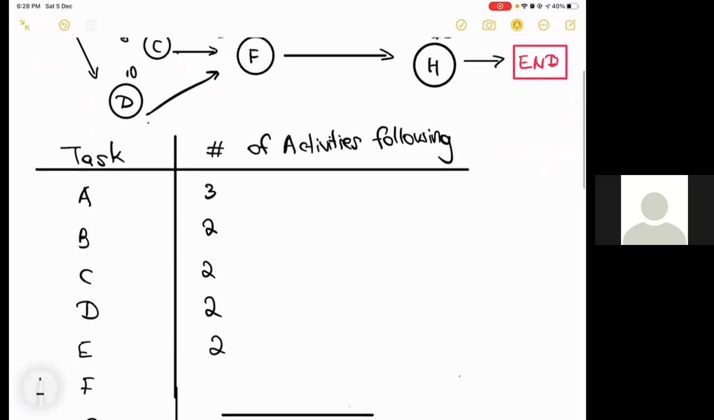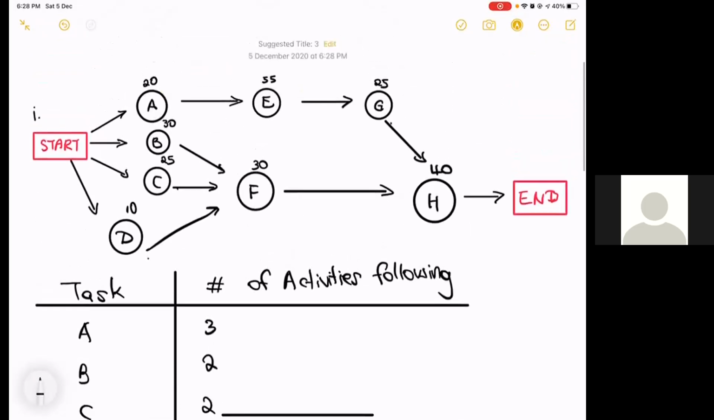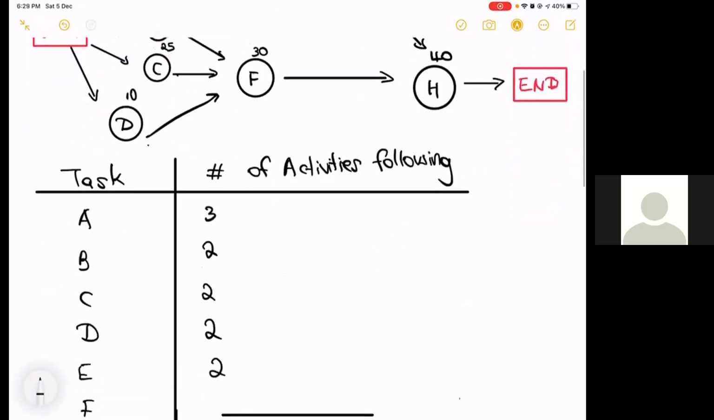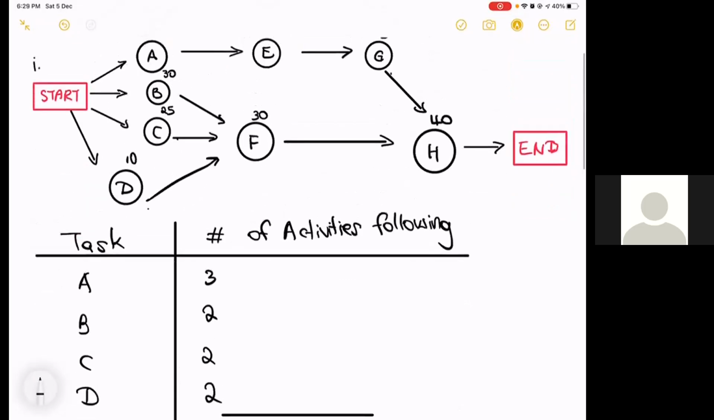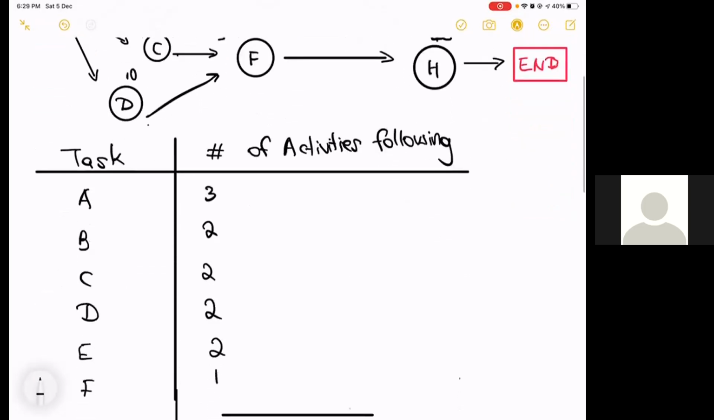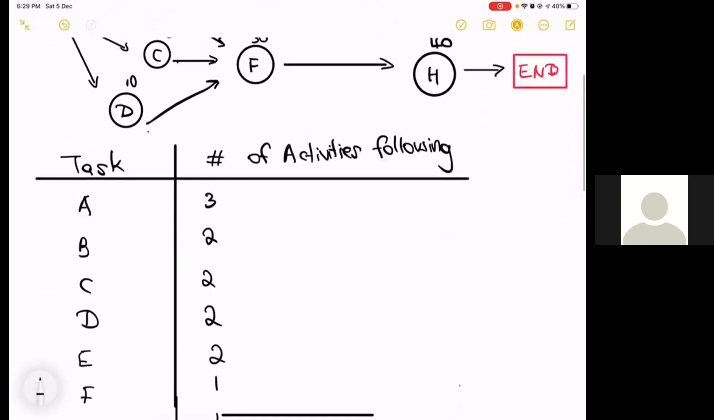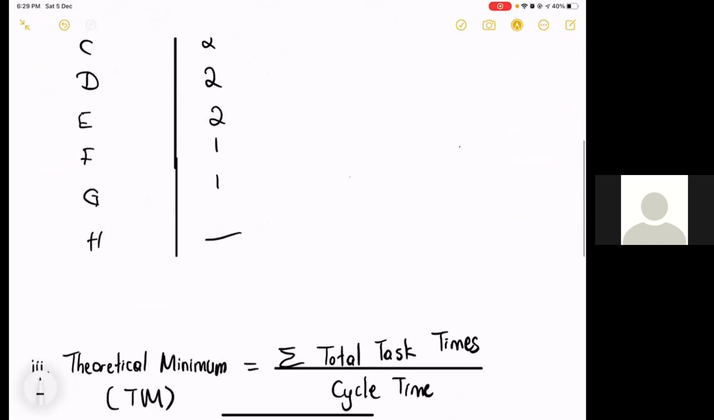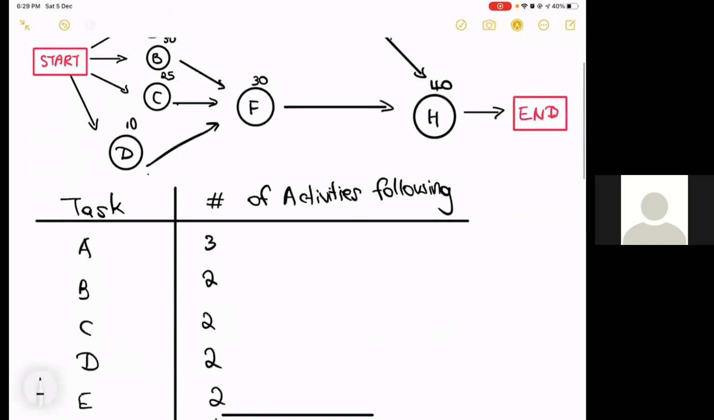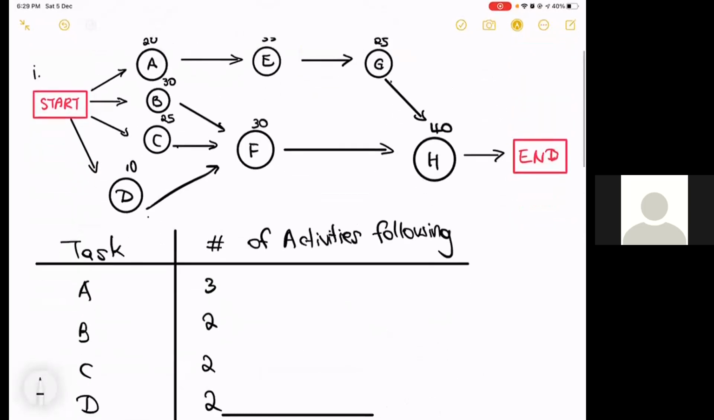Still another 2. F, we have only 1, just H. G, we have only 1, again. And H, nothing follows it. You can put a dash, or if you want, you can put 0. Okay, I believe that's clear, so we can just continue.